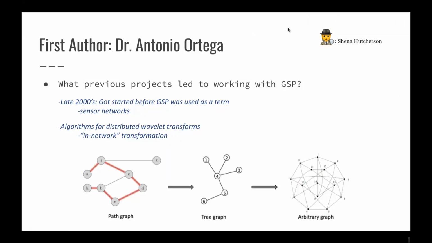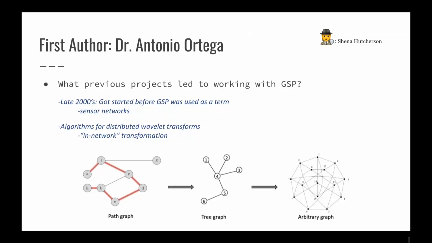Along with his students, he was working on algorithms for distributed wavelet transforms, which essentially allow sensors to exchange the data that they measure and perform an in-network transformation. They started by considering distributed wavelets along paths, or path graphs. One of his students then found a way to extend this idea to routing trees, or tree graphs. And then with another student, they discovered ways to do this for arbitrary graphs, so not just trees and paths.